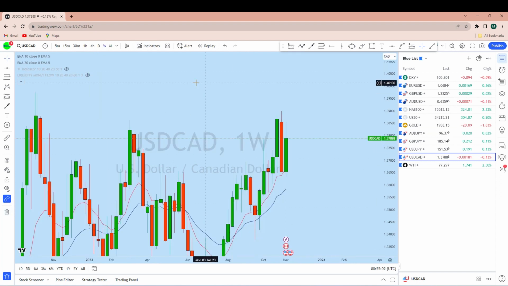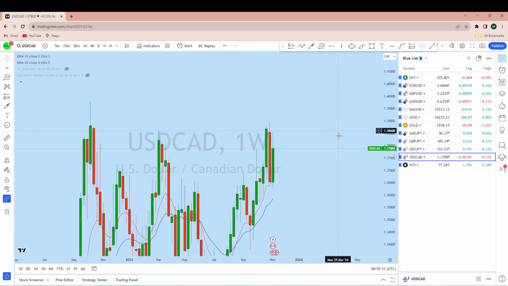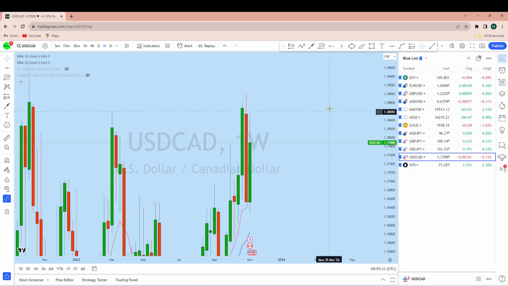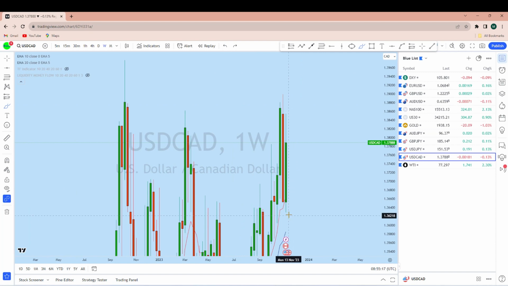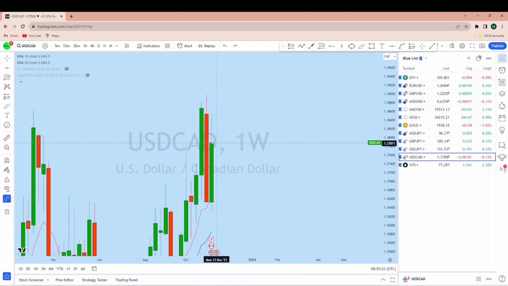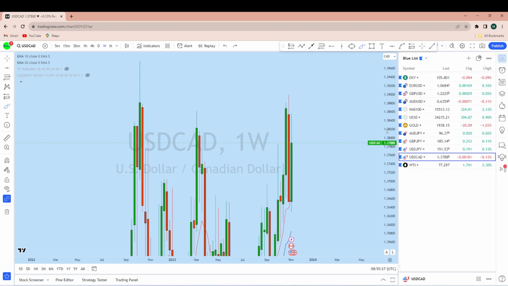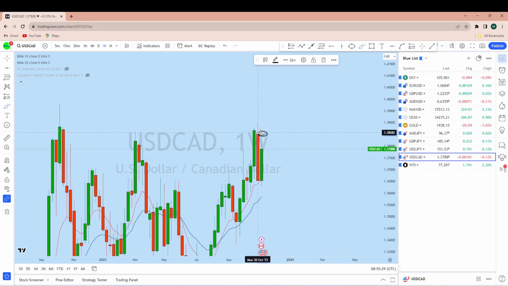Now looking at the weekly time frame on dollar CAD, we can see that this week, after this drop, the market has gone back up, tested this resistance, and formed a long wick candle. And I think that this week we could see dollar CAD again coming down, as we see the market has tested the high and created a series of lower highs. We can expect dollar CAD bears to retest this support level again.